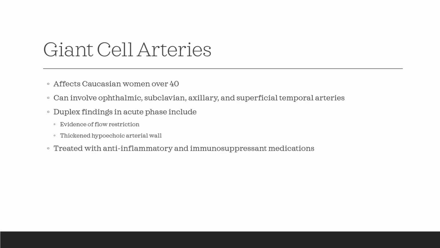Giant cell arteritis affects mostly women over 40, and it can involve the ophthalmic, subclavian, axillary, and superficial temporal arteries, and they are going to show evidence of flow restriction and thickened hypoechoic arterial walls. That's where the giant cell is coming from. These can be treated with anti-inflammatory and immunosuppressant medications to reduce the size of the cells.